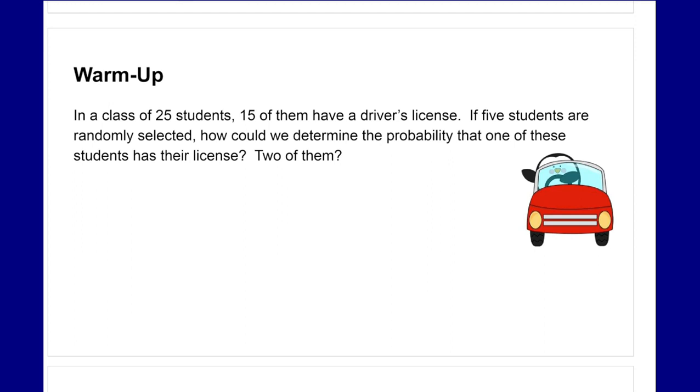There's a couple of things we have to consider, and we've done similar questions to this. Let's go through our scenario and underline what's important, because there's a lot of stuff here. First, we have a class of 25 students. That's the total number of people. We have 15 of them that have a driver's license, so that would mean 10 do not. We're also saying 5 students are randomly selected.